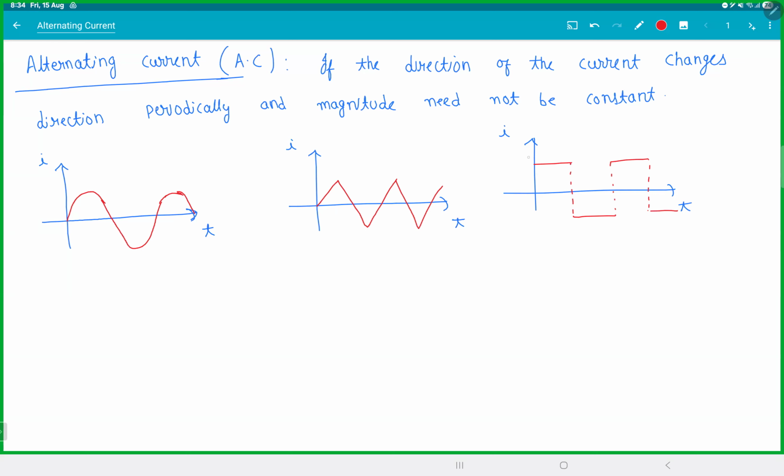If you see in this scenario, the third case, I kept the magnitude the same. In I and minus I, the magnitude is the same, but the direction is changing. So the function should keep changing its sign periodically. So current should keep flowing in the opposite direction. Front and back, front and back. Such a thing is called an AC current. So that is how we define it. But if the function is not periodic, then it is not AC.